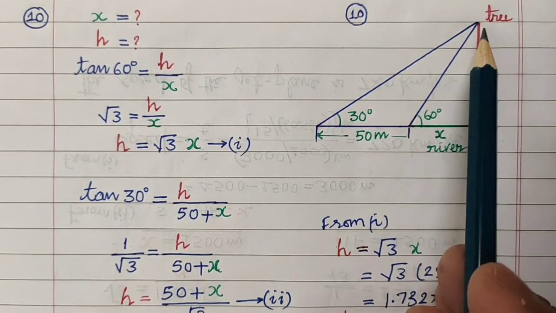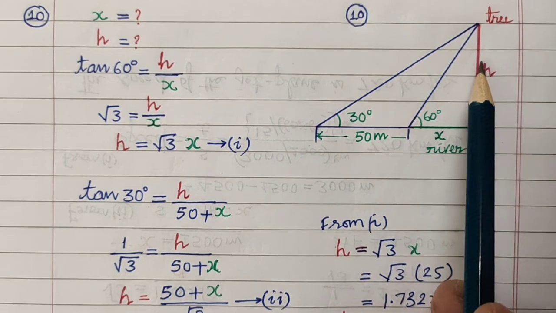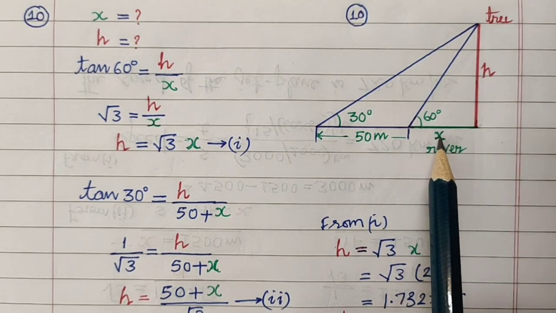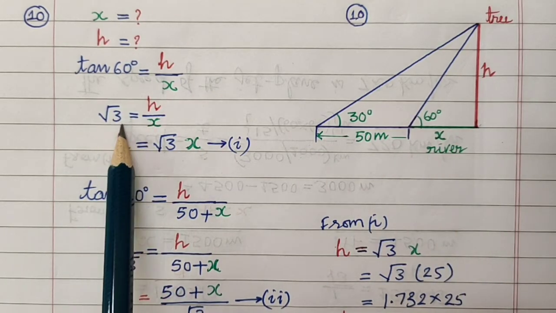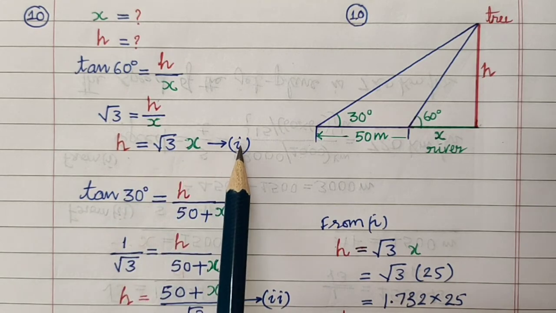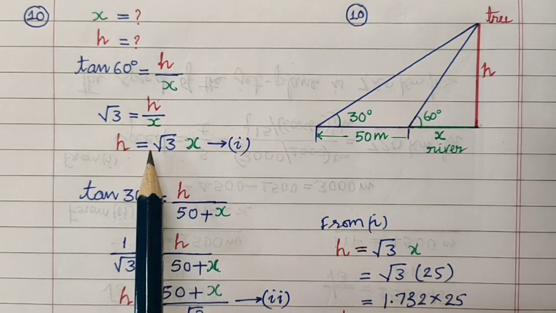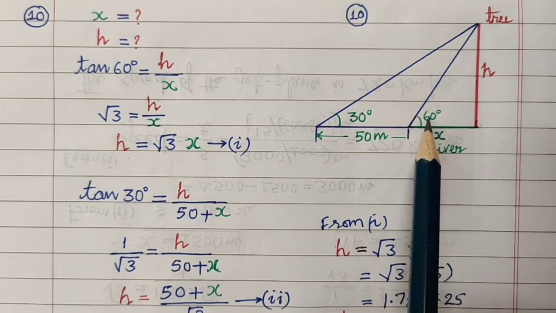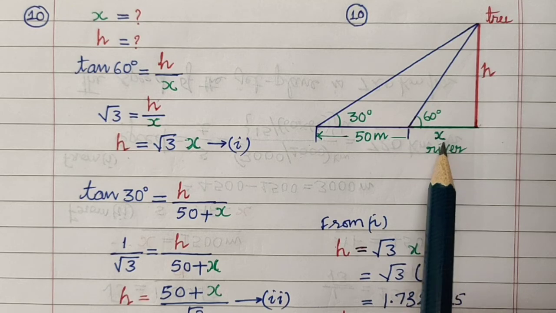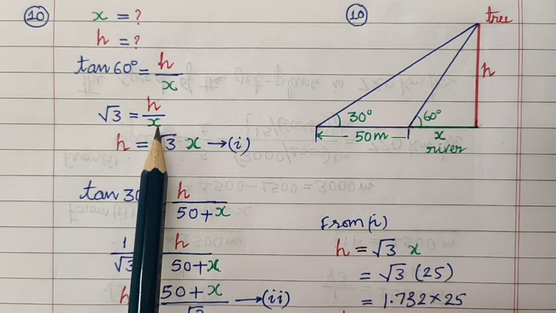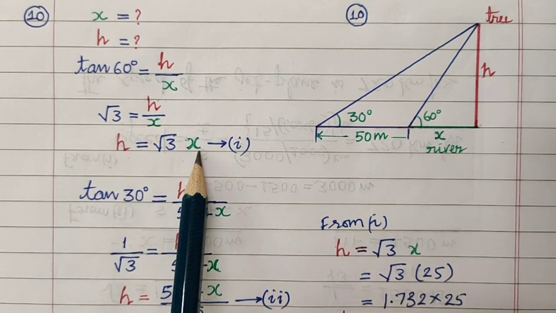Using this triangle, tan 60 is perpendicular divided by base, that is h by x. Tan 60 is root 3, which is equal to h by x, therefore h is equal to root 3 x. We got one equation here. By using the first triangle, we got tan 60 equal to perpendicular divided by base, therefore h is equal to root 3 x.